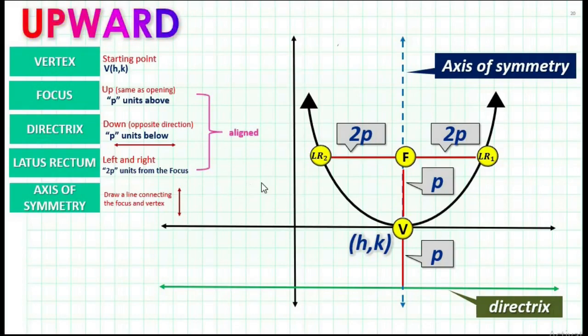Let me now highlight the purpose of the latus rectum here. So latus rectum is the line segment from LR sub 2 to LR sub 1 passing through the focus. Latus rectum is one of the most important parts of a parabola because it defines the wideness of the parabola.